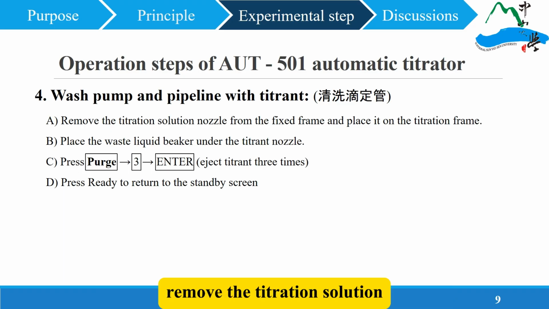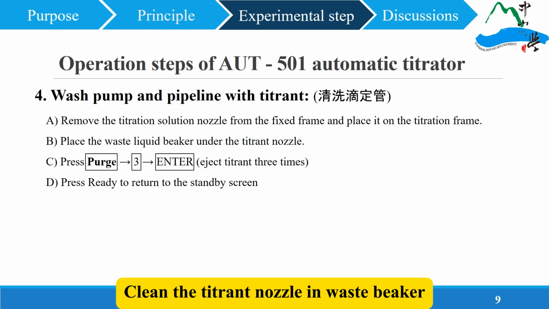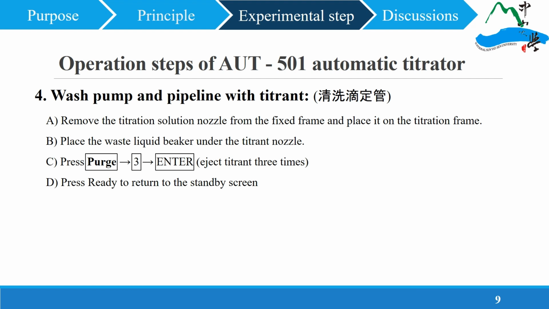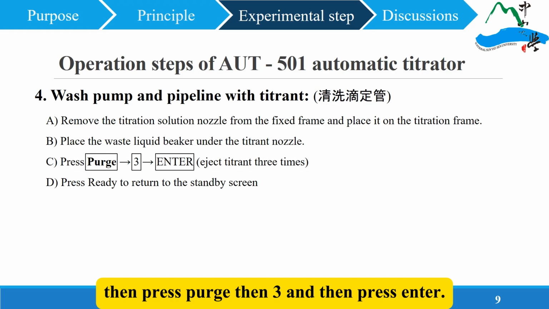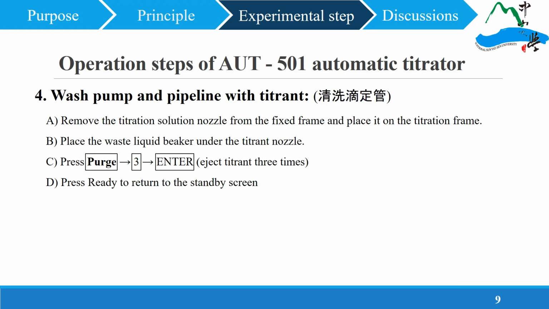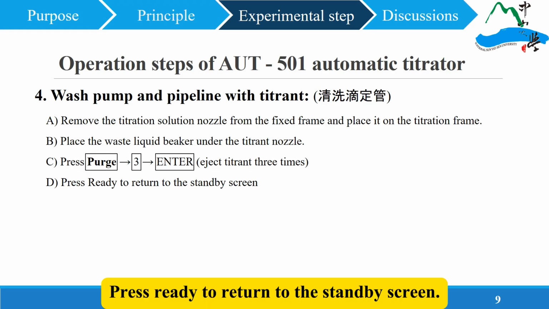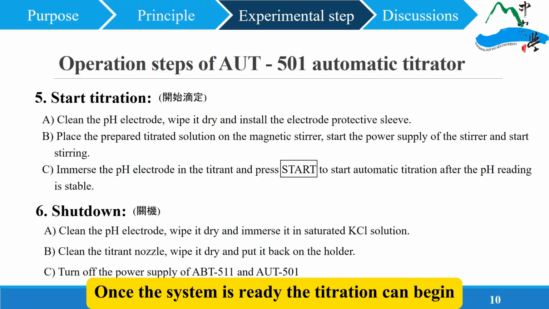Remove the titration solution nozzle from the fixed frame and place it in the waste beaker. Clean the titrant nozzle in the waste beaker. Then press purge, then 3, and then press enter. Press ready to return to the standby screen. Once the system is ready, the titration can begin.